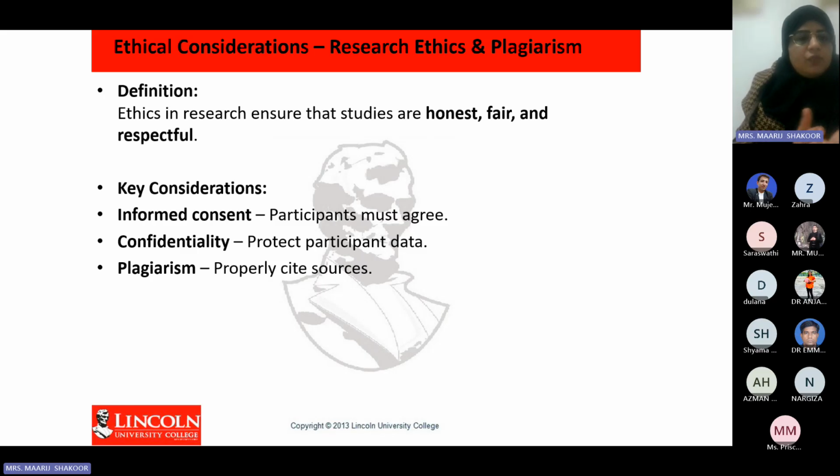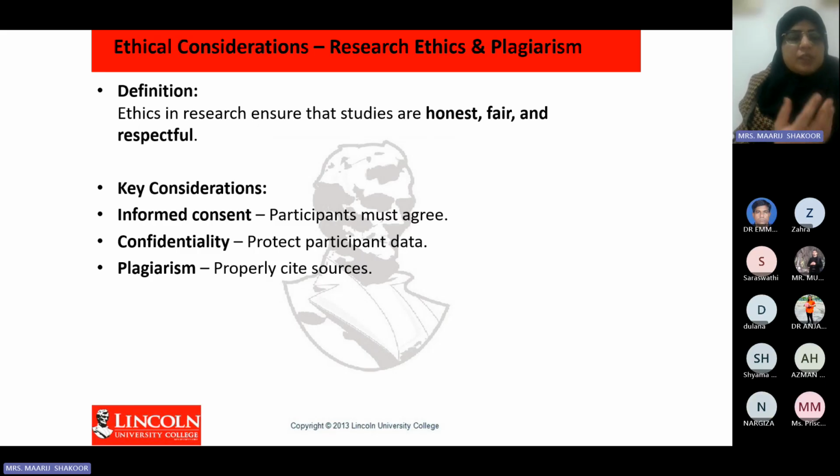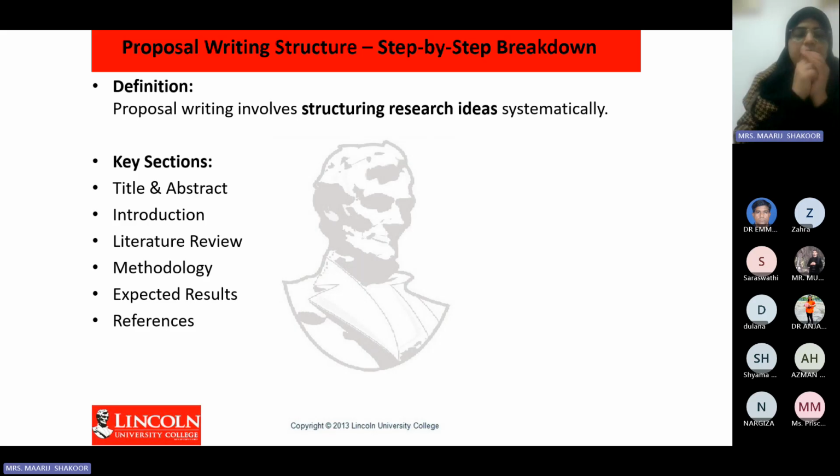Okay, key consideration: informed consent. Participants must agree. If you are going to take someone for an experiment in the scientific field or anything else, you have to inform that person and take their consent. Confidentiality, yes: protect participant data. You have to protect the data. Plagiarism: properly cite sources. This is very, very important. Your data cannot be plagiarized.